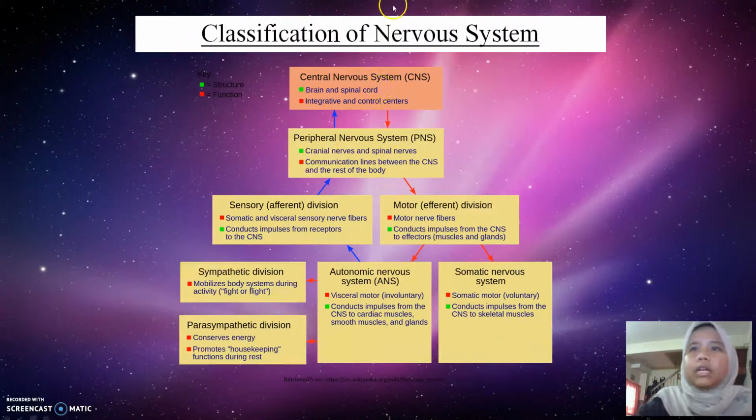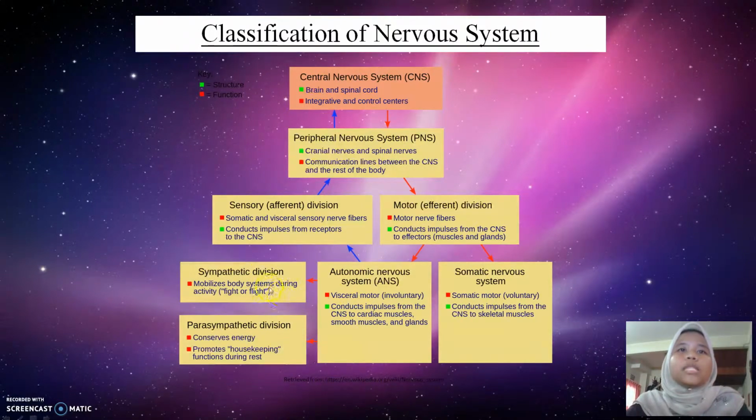The motor efferent division consists of motor nerve fibers that conduct impulses from the central nervous system, which is the brain and spinal cord, to the effector, which is the muscle and also the gland. The motor efferent division can be divided into the somatic nervous system and the autonomic nervous system. The somatic nervous system consists of the somatic motor, which involves voluntary action, the action that can be controlled, to conduct impulses from the central nervous system to skeletal muscle, while the autonomic nervous system has the visceral motor or involuntary action to conduct impulses from the central nervous system to cardiac muscle, smooth muscle and also gland. So cardiac muscle, smooth muscle and also the gland are the effectors.